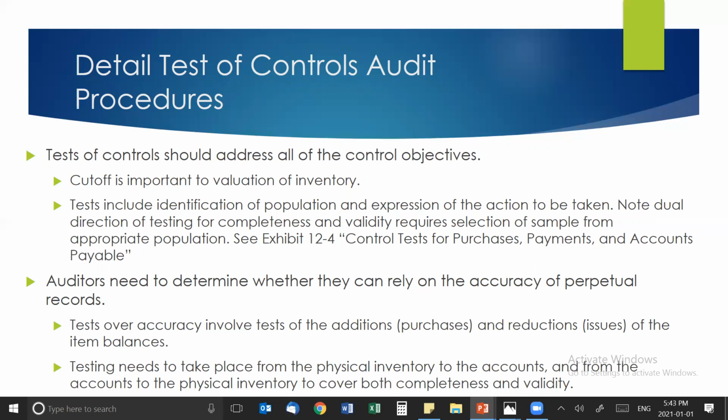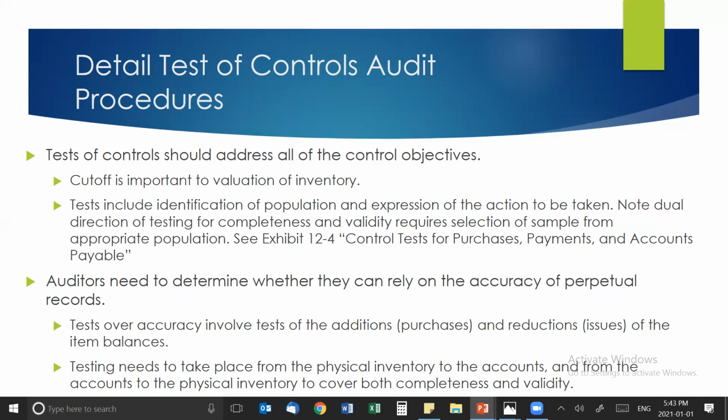Testing does need to take place from looking at the actual physical inventory in the warehouse to the account, and then the other way around too, from the account to the physical inventory. So basically, we would have to look at what is on the warehouse floor and does that match the records, the accounts, and then we'd look at the accounts and does that match whatever's on the warehouse floor. So we would take a sample of items from the inventory listing and make sure that the physical inventory is there in the warehouse, and then we would do the opposite, take a sample of physical inventory and determine if it's actually in the inventory listing.